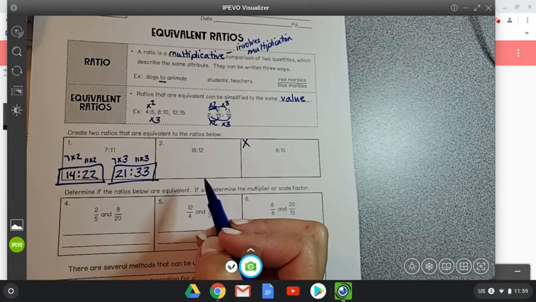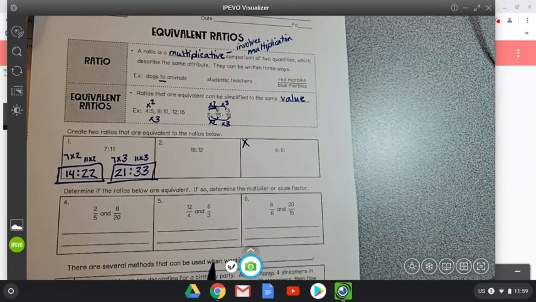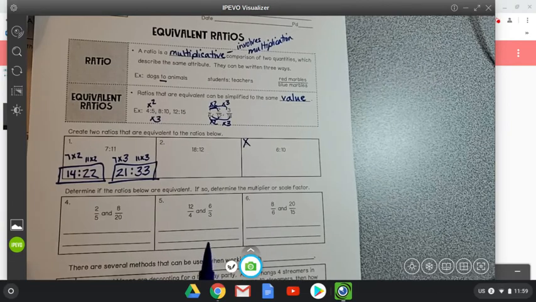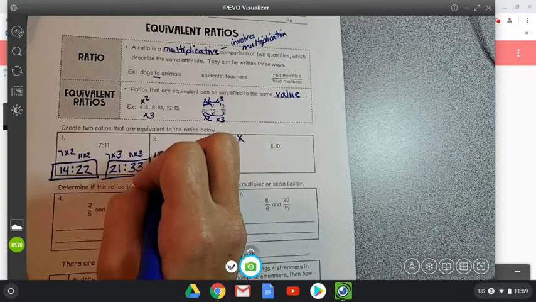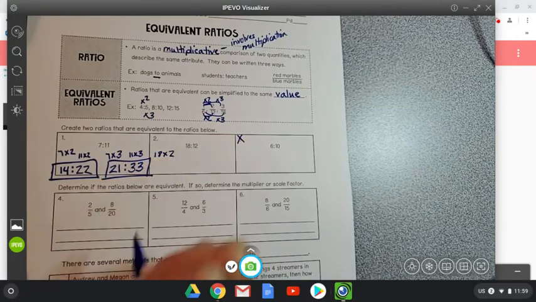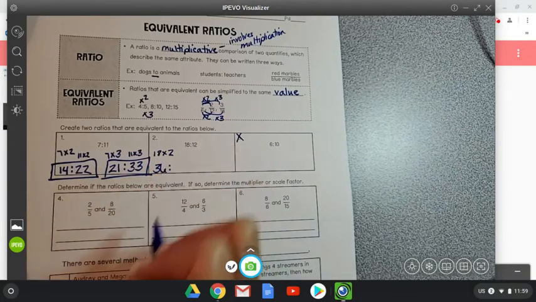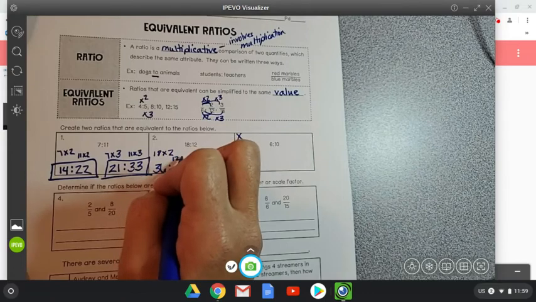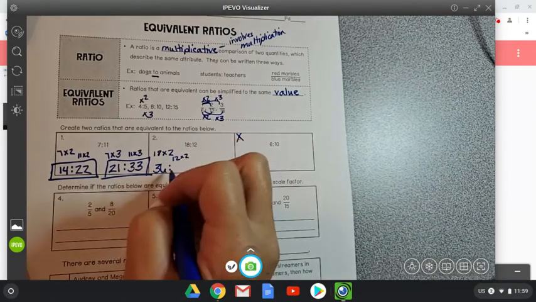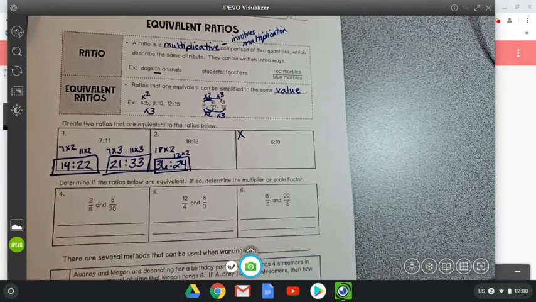Okay, let's check and see if we did number 2 correctly. There's a couple of different ways we can do this. In this problem, I'm guessing you may have started with just multiplying by 2. So you may have taken 18 times 2, and that would have given you 36. And then you might have taken 12 times 2, and that would have given you 24. And that is an equivalent fraction.